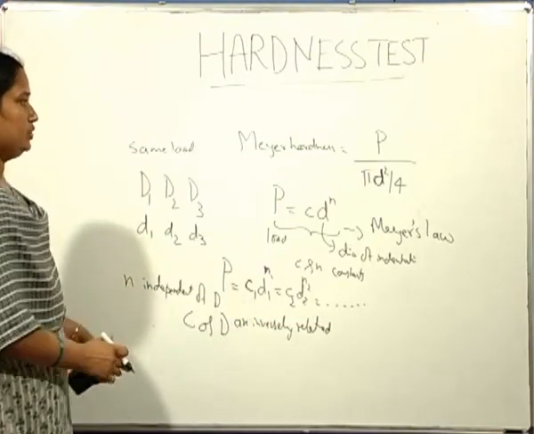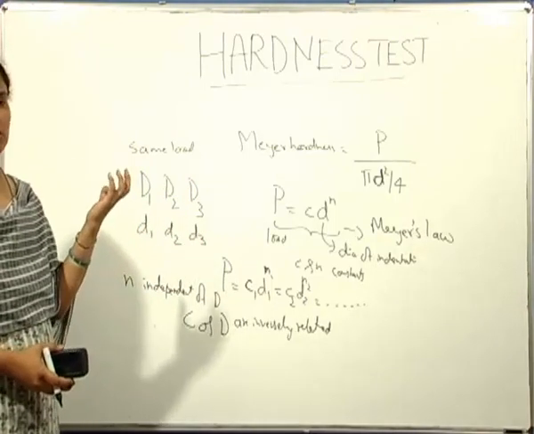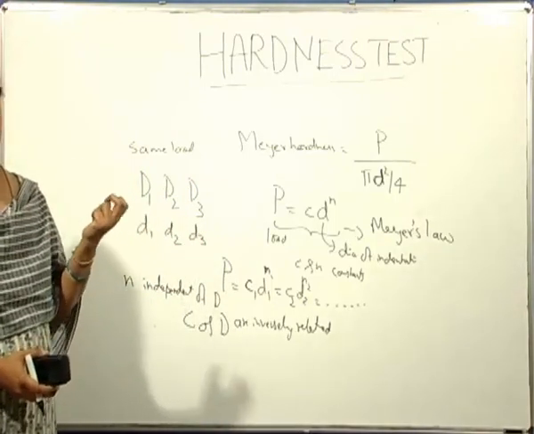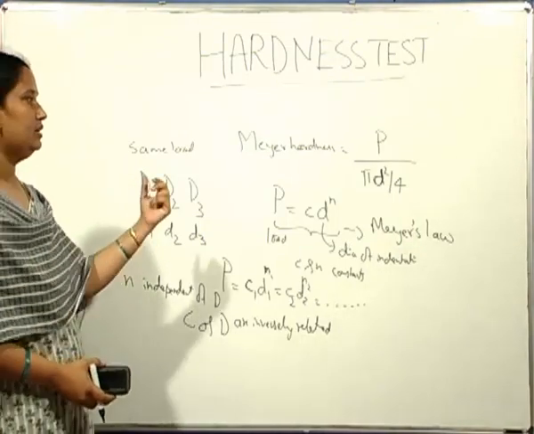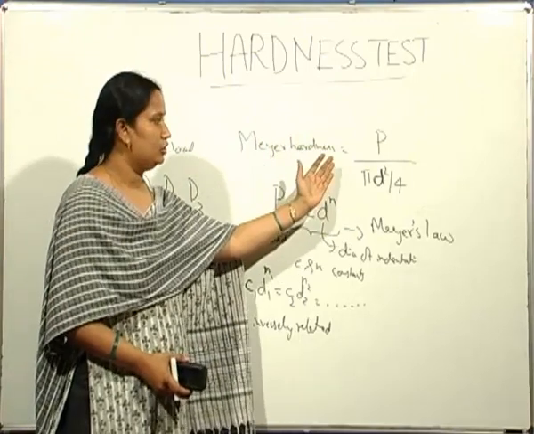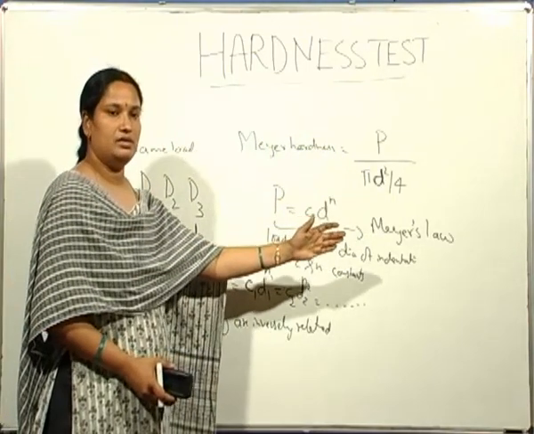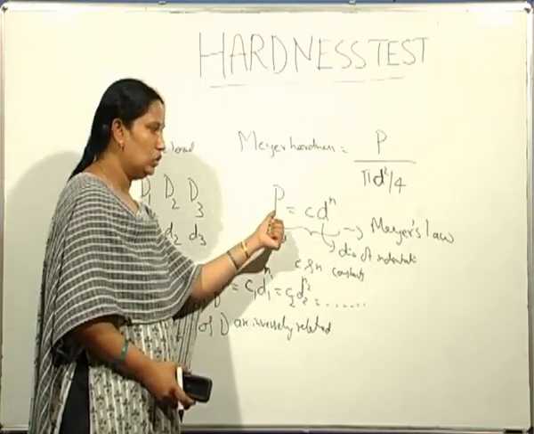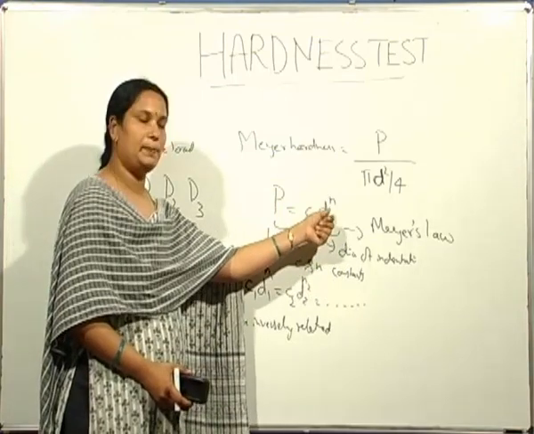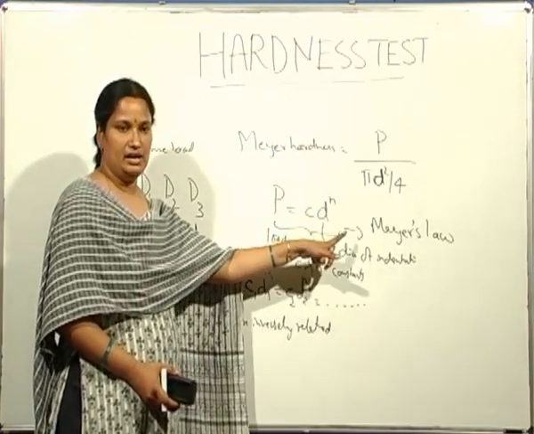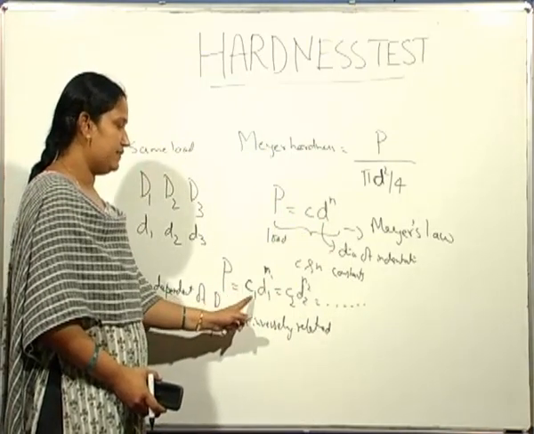So this is according to the Meyer hardness, which has taken into consideration the mean pressure or average pressure between the indenter and the material. It is given by load divided by the projected area of indentation. And Meyer's law gives the relationship between load and diameter of indentation. P is C d to the power of n, where C and n are material constants. P is equal to C1 d1.